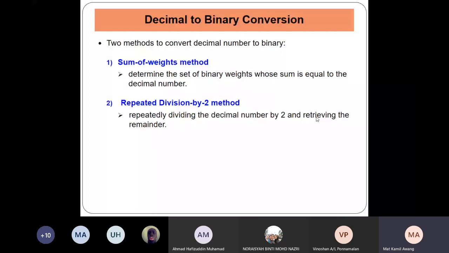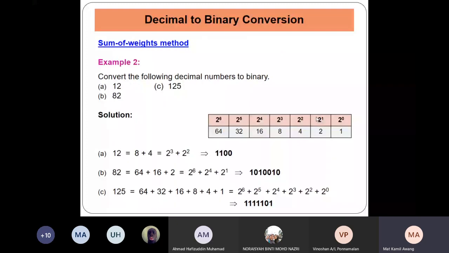This is the sum of weights method. For example, you need to convert the following decimal numbers to binary. The first one is 12. So how do you do that?